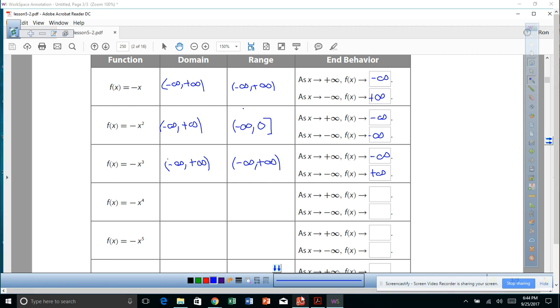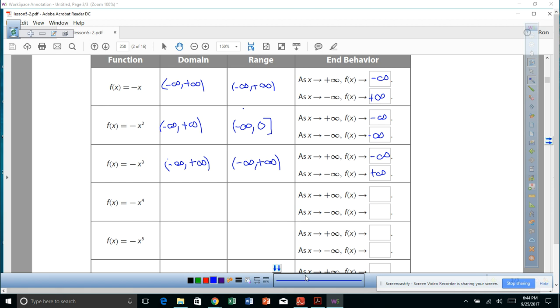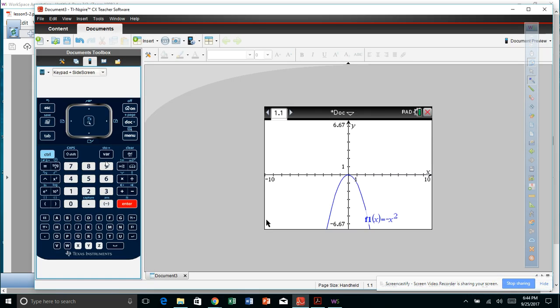And then just take a look. Oh, they both went to negative infinity. Oh, this is x cubed. That's x squared. Let's put in x cubed. All right. See, as it got out here to negative, it was up. As it got out here to positive, it was way down.